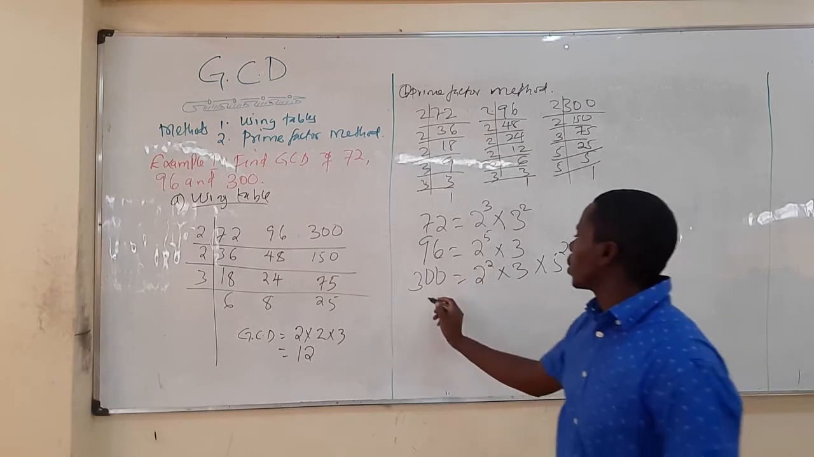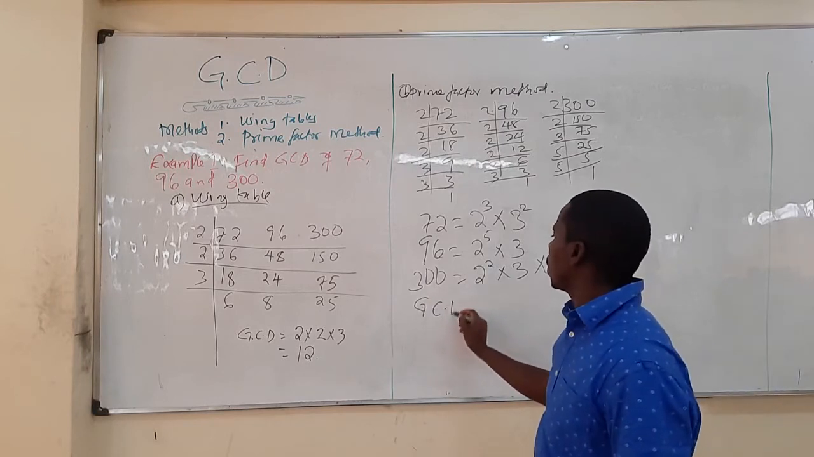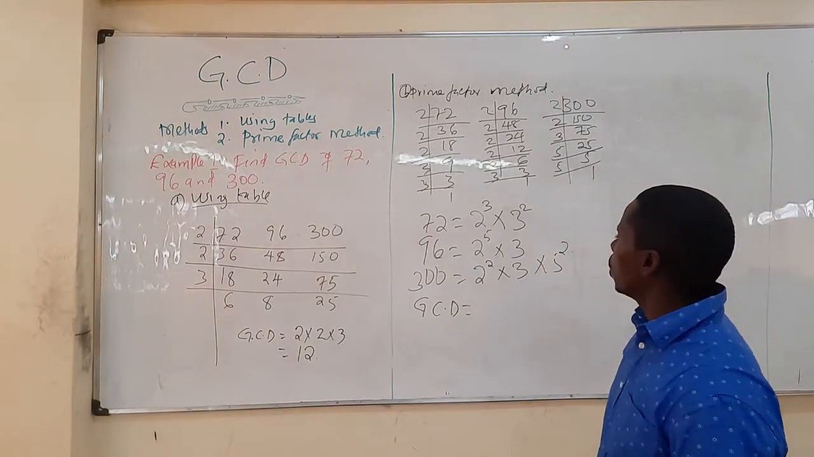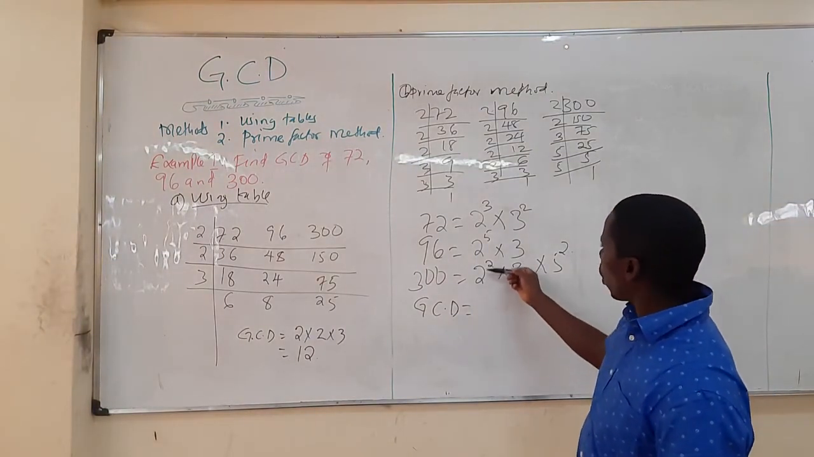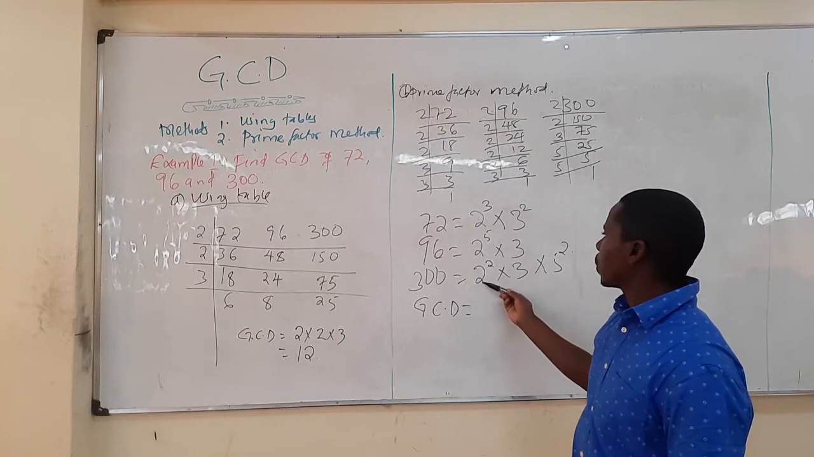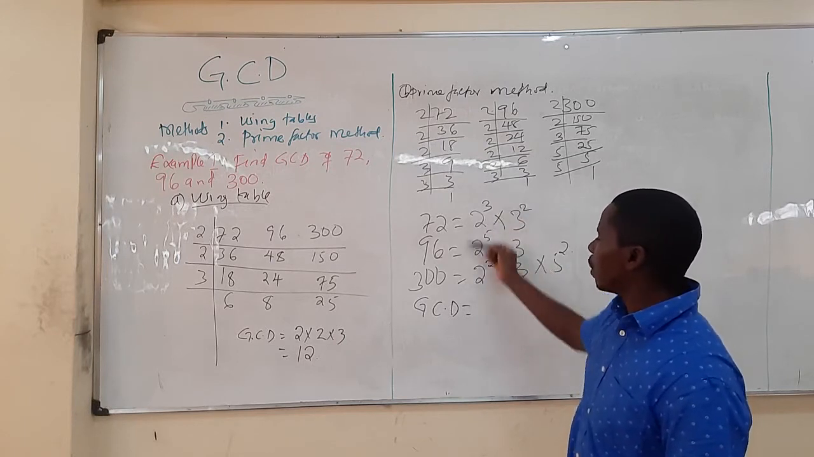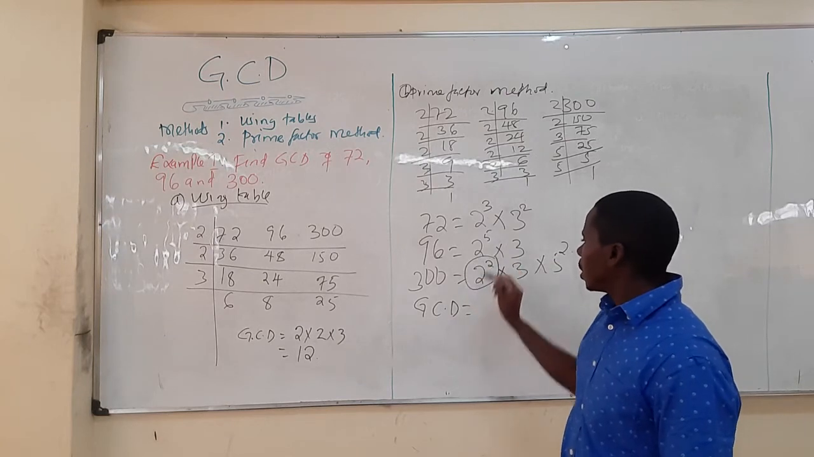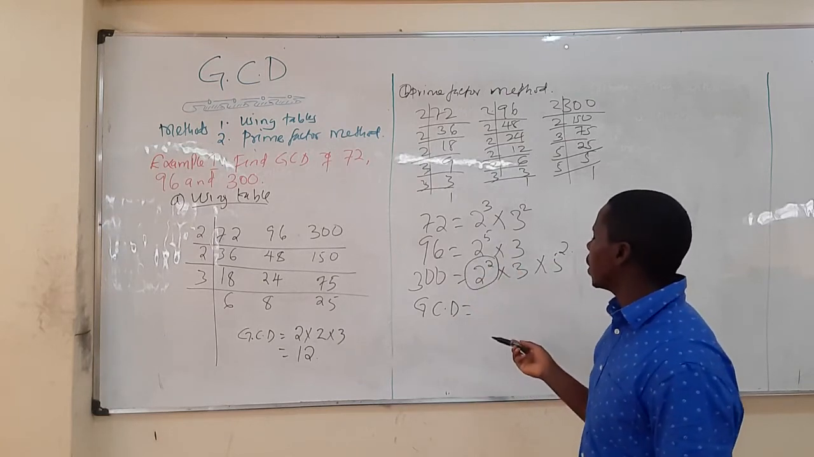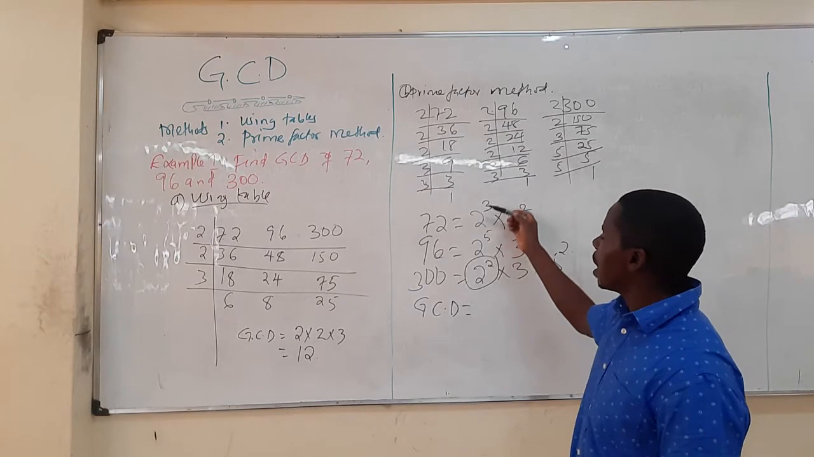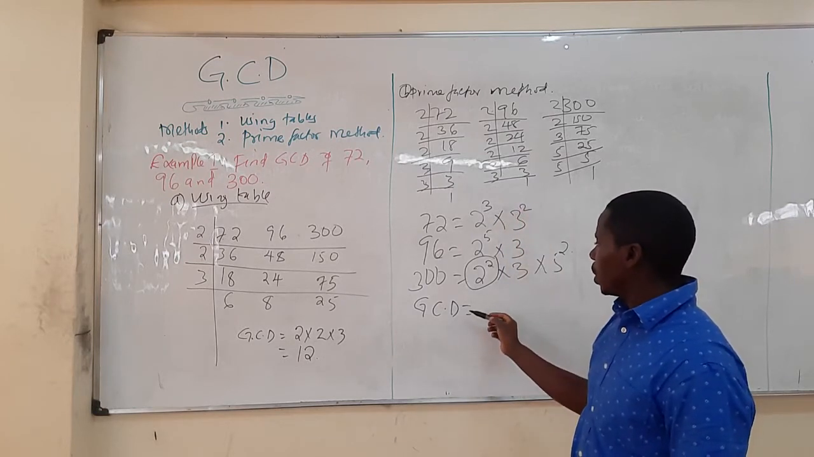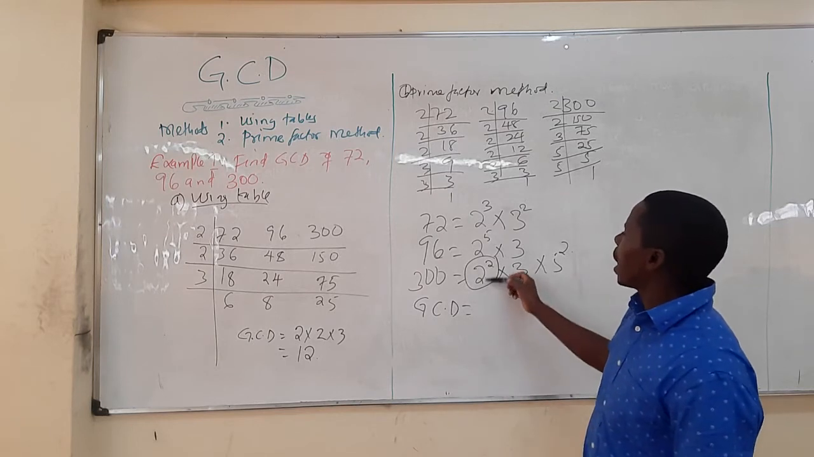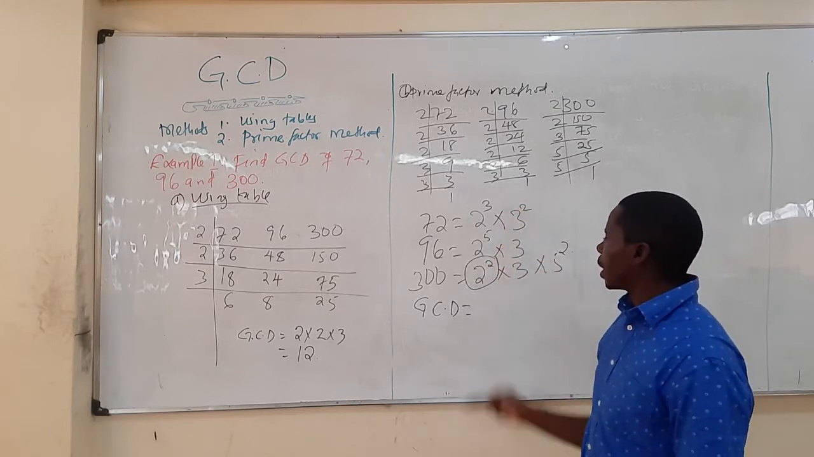So for us to get the GCD, we are going to look for the number that appears in all of them, like 2. We have 2 squared, 2 power 5, 2 power 3 in all of them. Then we pick the one that has the smallest power. This is the opposite of what we do in LCM, where we look at the one that has the highest power, but for the GCD, we take the one that has the smallest power. And it has to appear in all the given numbers.